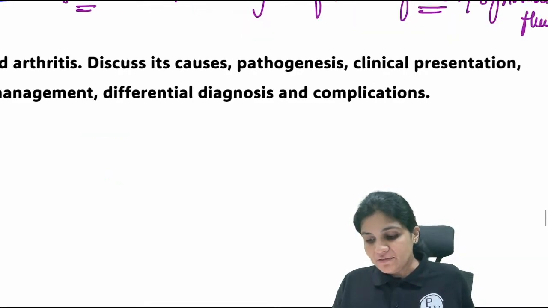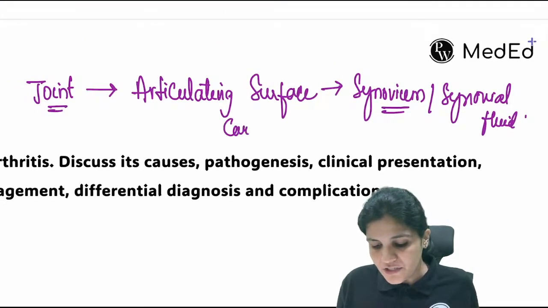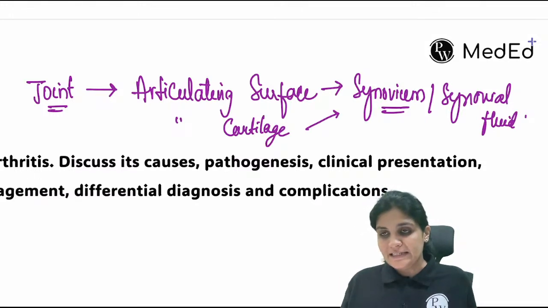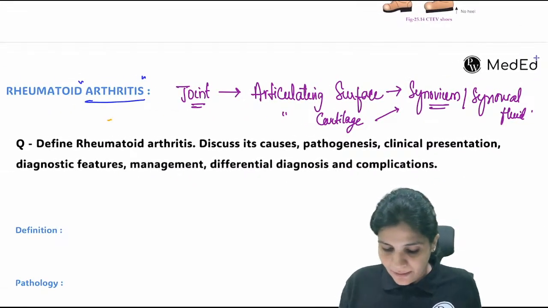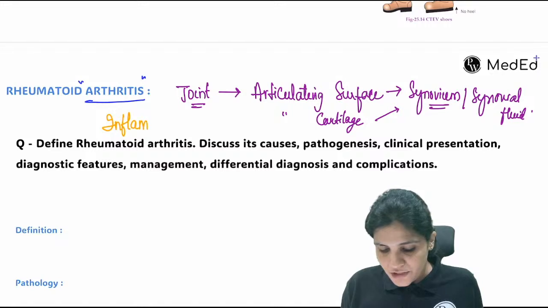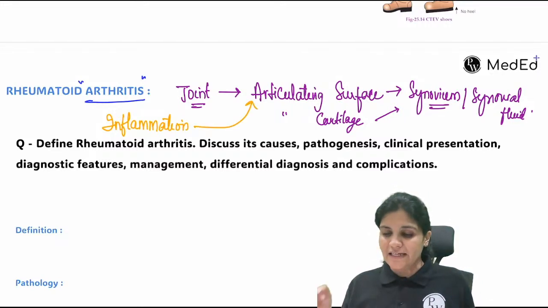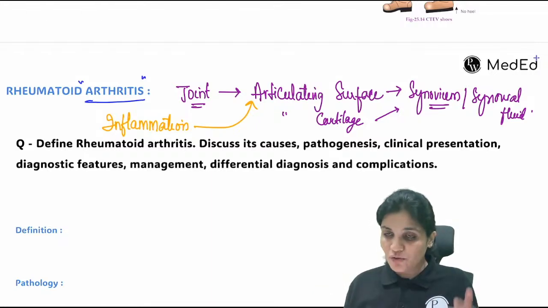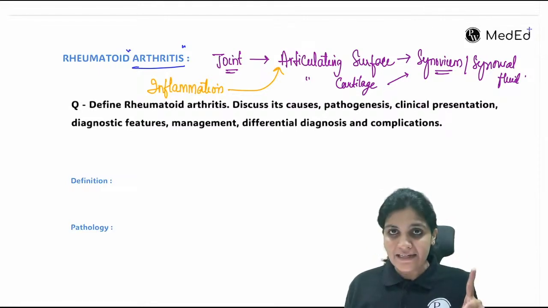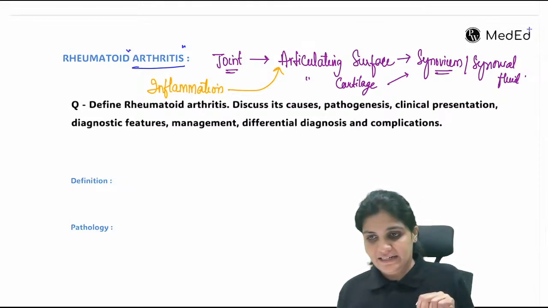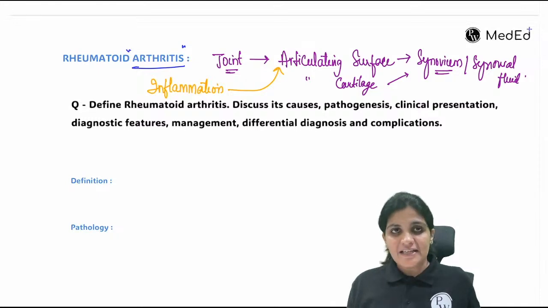So there are articulating surfaces, there is cartilage which is present, called articular cartilage, then there is synovium, synovial fluid, right? And whenever this is inflamed, inflammation of these articulating surfaces is called arthritis. So we have two important types of arthritis. One is inflammatory arthritis, another one is degenerative arthritis. So what is inflammatory arthritis? It is your rheumatoid arthritis. Understood?